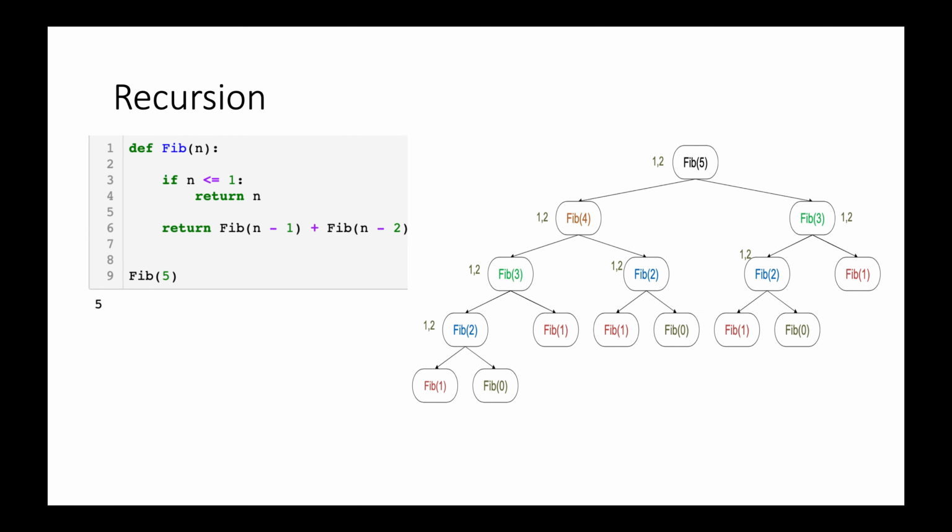This is the program for Fibonacci number. This is the recurrence relation that we defined previously, and this is the base case on line number 3 and 4. The base case says that if n is less than or equal to 1, just return that number. So if n is 0 or 1, it will return 0 or 1 respectively.